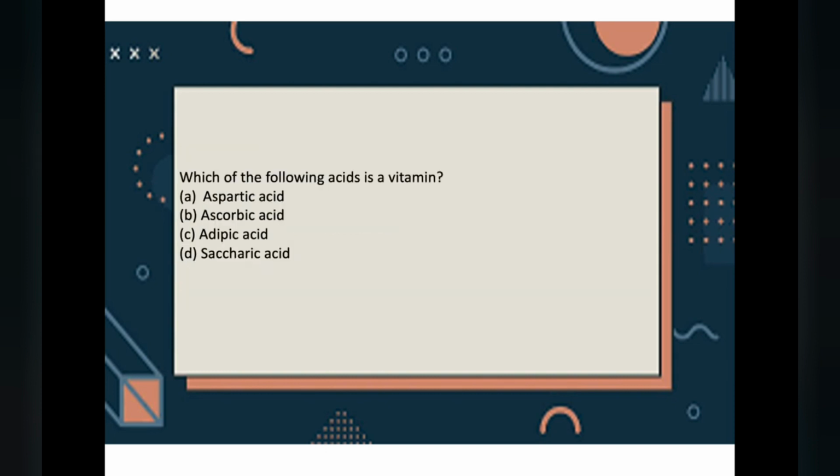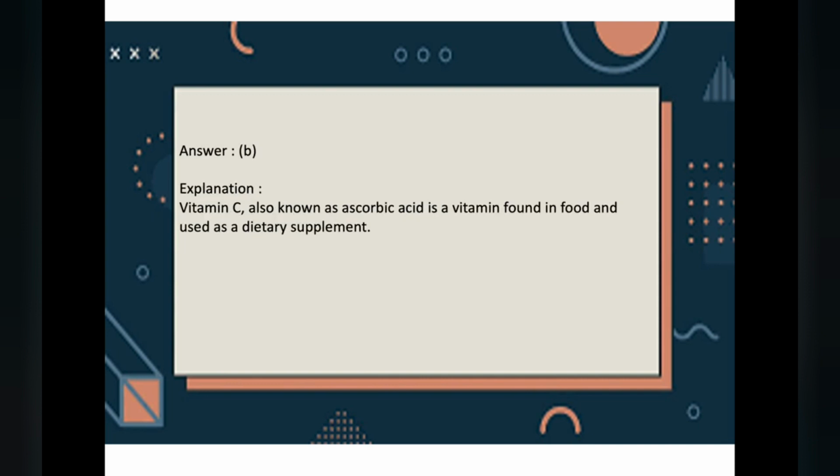Now, which of the following acids is a vitamin? We have discussed in detail the vitamins, the deficiency diseases caused and the different types. The choices given are A aspartic acid, B ascorbic acid, C adipic acid, and D saccharic acid. As you all know, the answer is choice B, ascorbic acid. Vitamin C is also known as ascorbic acid. Normally you find this vitamin in food, and usually it is a dietary supplement.